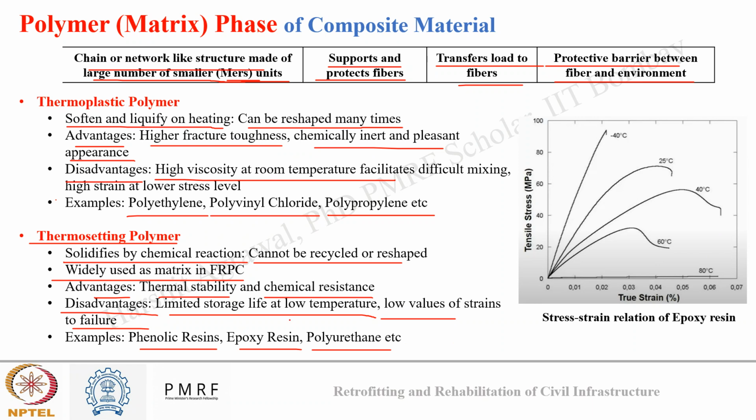So this limited storage life at low temperature, one can understand from the stress strain diagram also. This is for epoxy resin. So you can see from the profile, in cold weather at minus 40 degrees temperature, epoxy resin is stiffer with higher strength, while as the temperature increases from minus 40 to 25 to 40 to 60 and then till 80 degrees Celsius, there is a drastic drop in strength and stiffness of the epoxy resin. So you can see how the properties change with temperature for a thermosetting polymer.